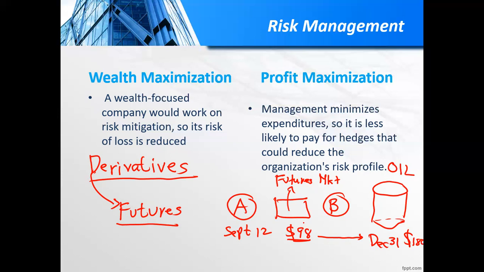Then you buy on December 31. Okay? This is very, very risky for the company because of the rise and fall of the price of oil. Okay? So the company can engage in what we call the futures market. So what it will do is buy here in the futures market.